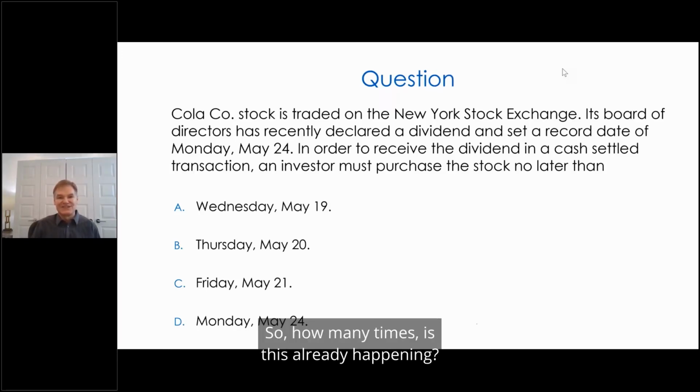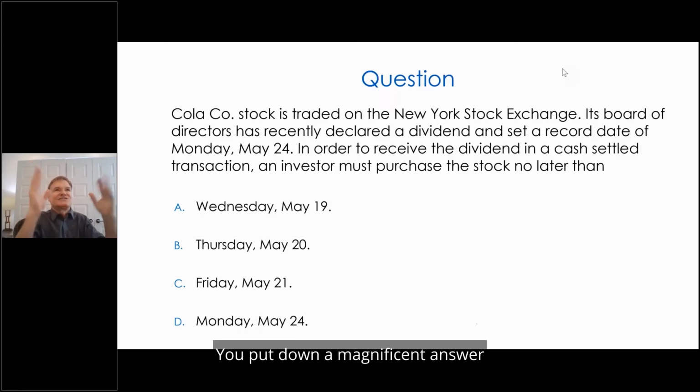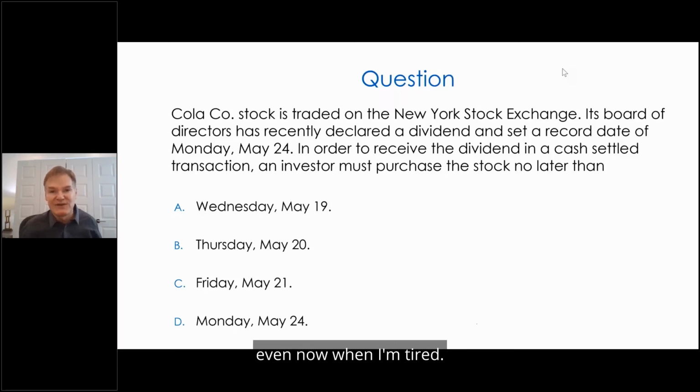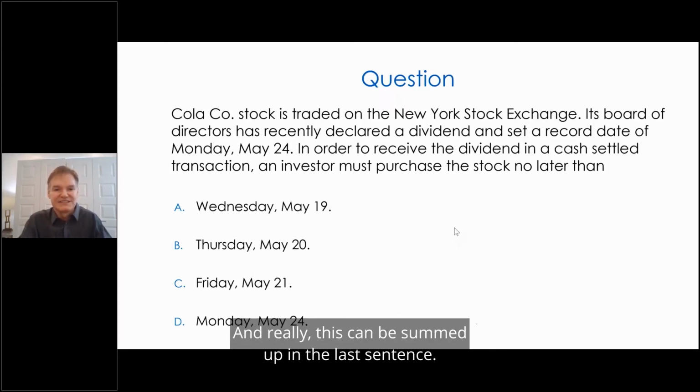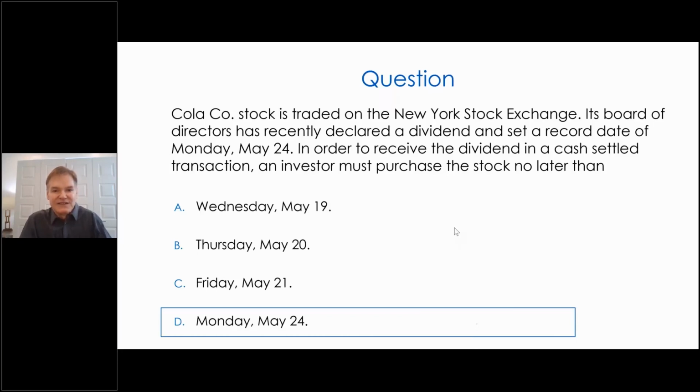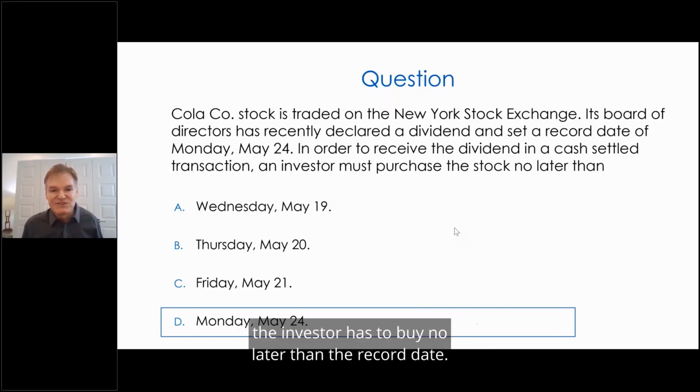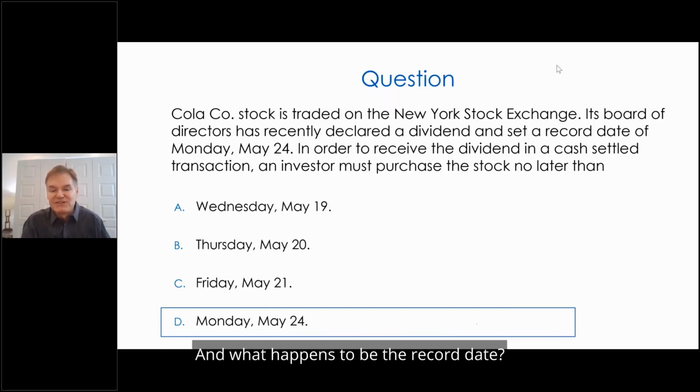was trade date. So how many times has this already happened to you? You put down a magnificent answer to a different test question, right? Happens to me all the time, even now when I'm tired. So make sure you answer the question that they ask you. Read carefully. And really, this can be summed up in the last sentence. In order to receive the dividend, the investor must purchase in a cash trade. The investor has to buy no later than the record date. And what happens to be the record date? Well, they told us it's Monday the 24th. Wah, wah. Okay, you've seen that trap. You're not going to fall into that next time.